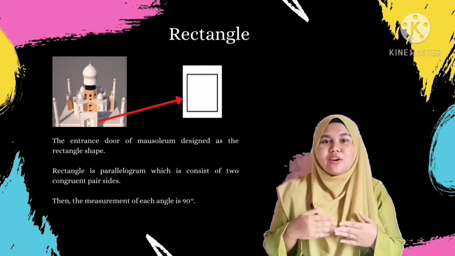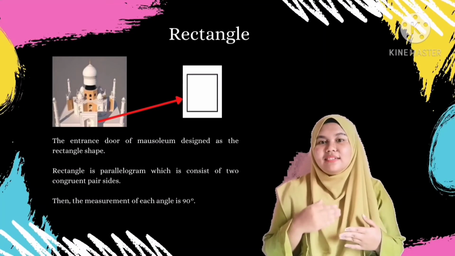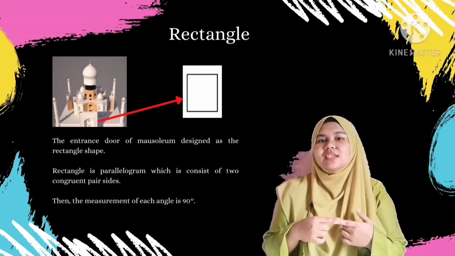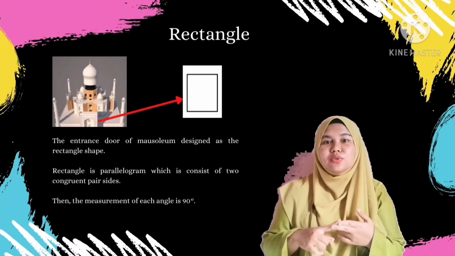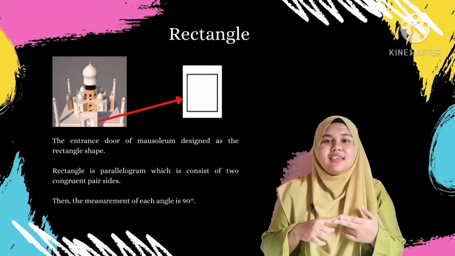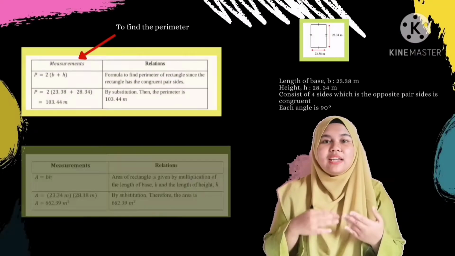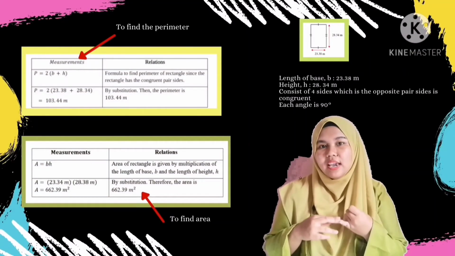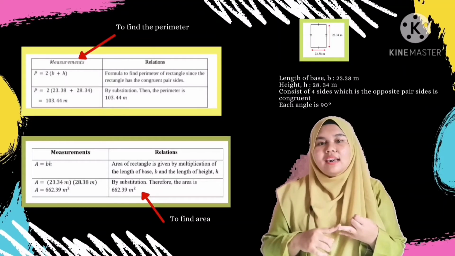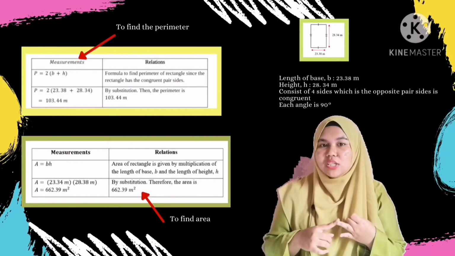Next, the entrance door of the mausoleum was designed in a rectangle shape. The rectangle is a parallelogram that consists of 2 congruent pairs of sides. The angle of each corner is 90 degrees. Then, from the data found, we know that the height of the rectangle is 28.34 meters and the length of the base is 23.34 meters.